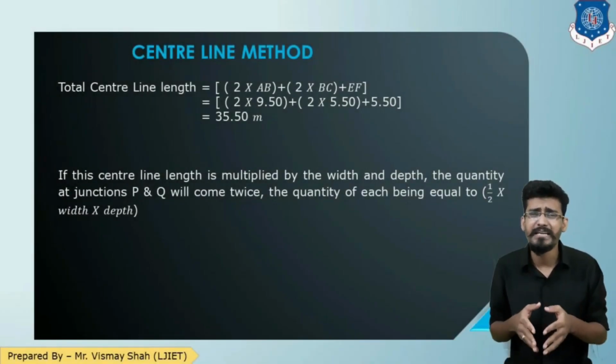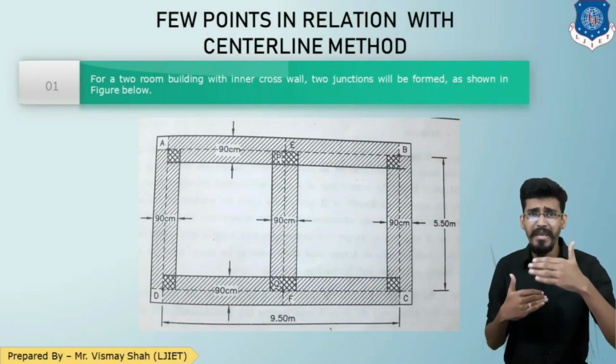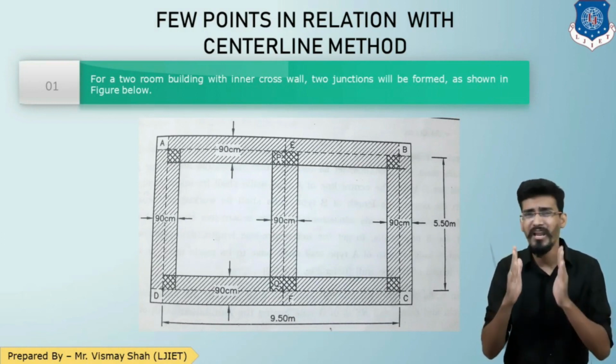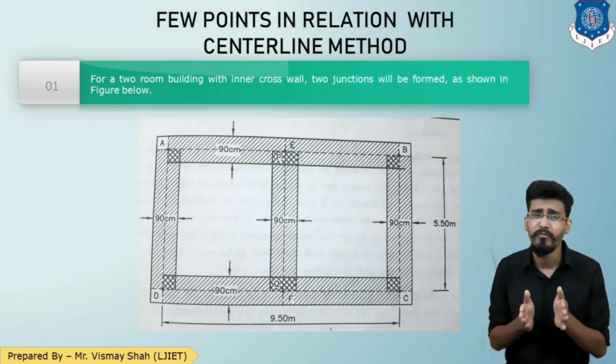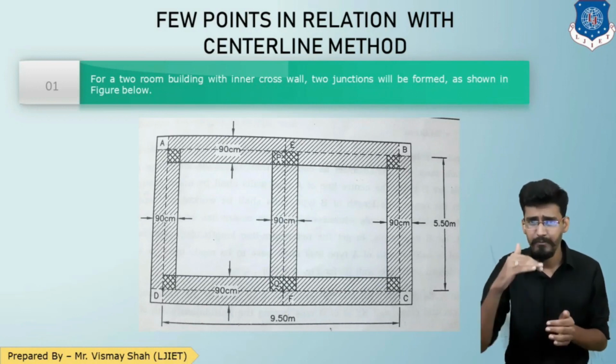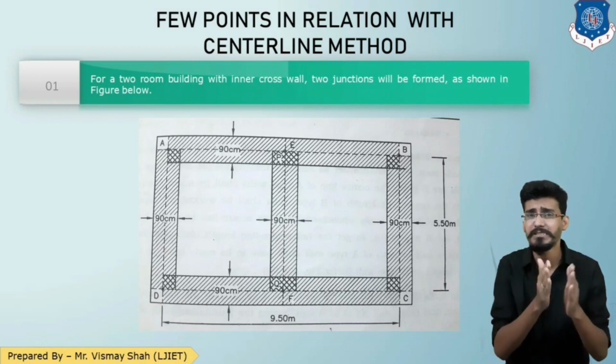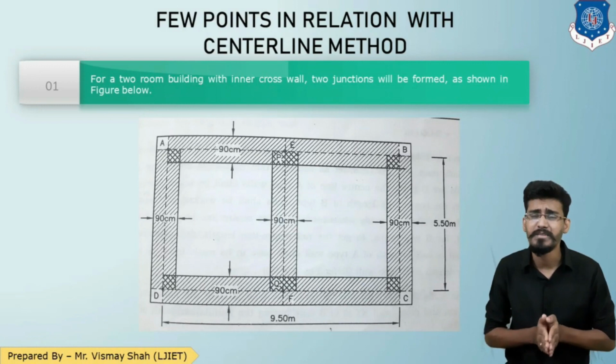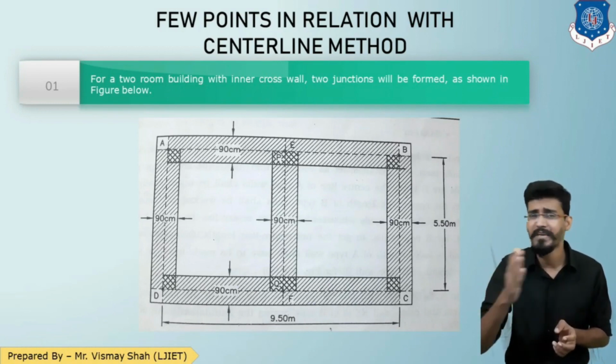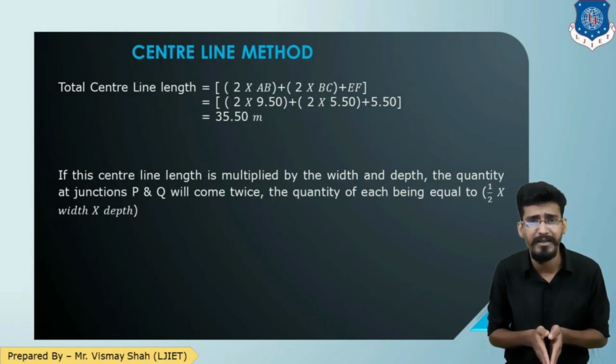The total centerline length will be 2 times the length of AB, 2 times the length of BC, plus 1 centerline length of EF. The wall AB is similar to wall DC, and wall BC is similar to wall AD, and there is one wall in the center, that is EF. So we need to calculate the centerline length of AB plus BC plus CD plus AD plus EF. The center to center distance of wall AB is given in the question as 9.5, so 2 times 9.5. The vertical center to center distance is given as 5.5, so 2 times 5.5, plus EF. That vertical distance of EF will be the same as BC, so plus again 5.5. So the total centerline length will be 35.50 meters.